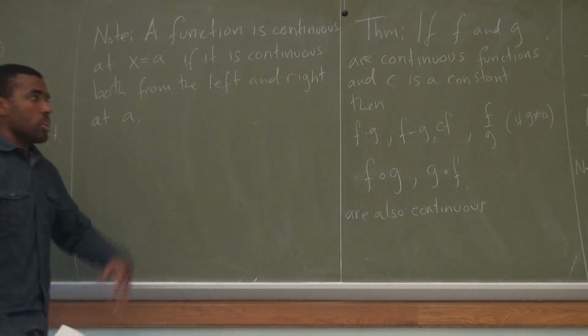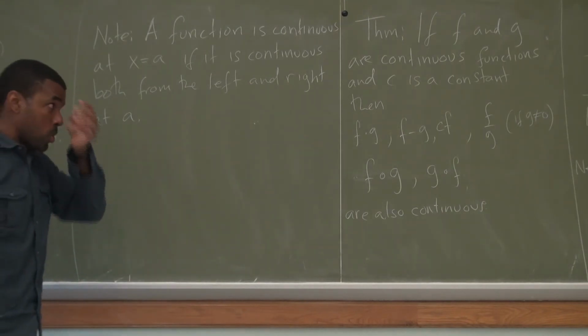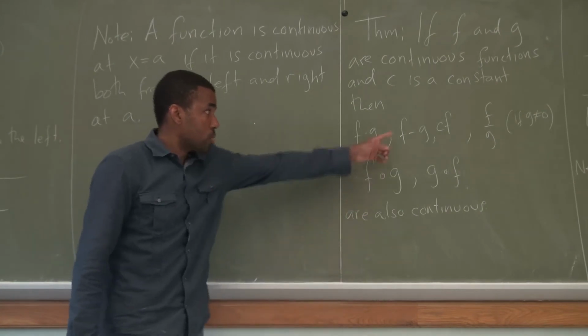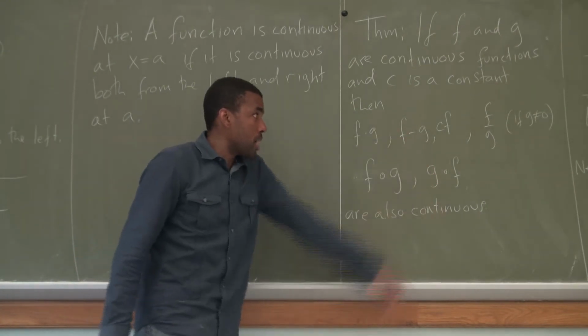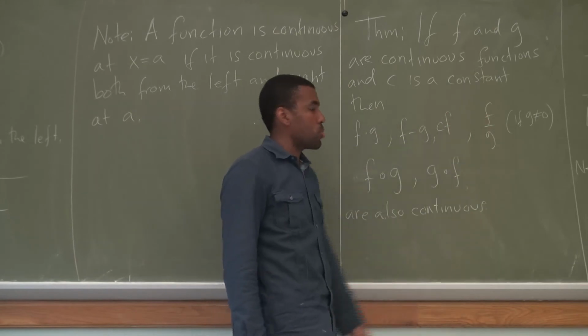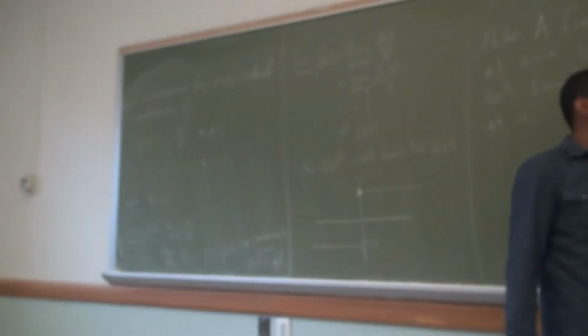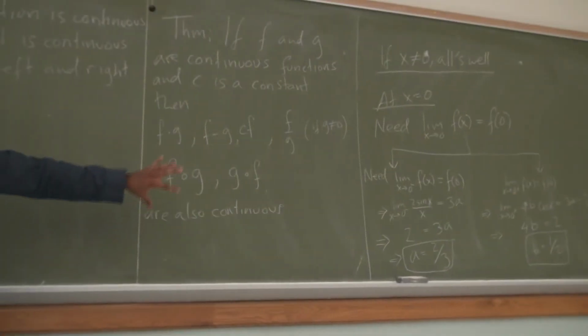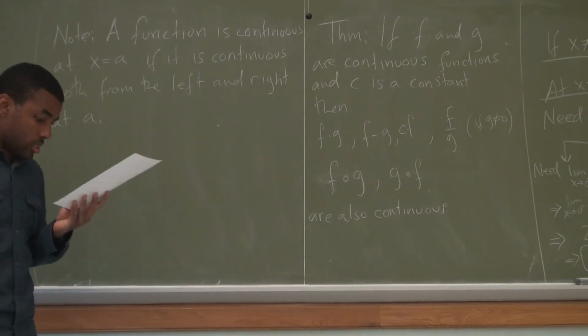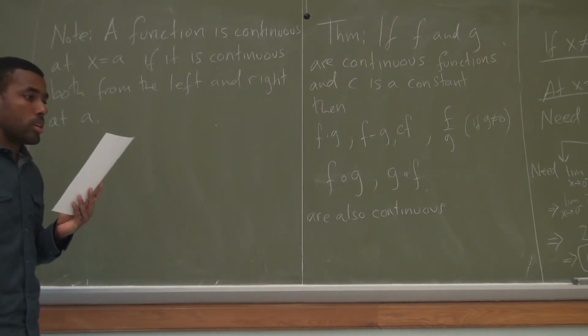So you can build up new continuous functions from older ones, right? You multiply two continuous functions, they maintain their continuity. Subtract them. If you multiply by a constant, if you divide them, as long as the bottom is not 0, this new function will be continuous. If you plug one into the other, they will still be continuous. You can't destroy continuity by doing any of these operations. That's what it's talking about. And that's going to be important later.